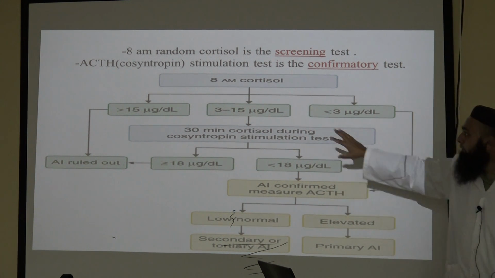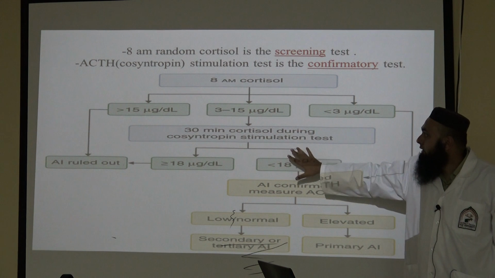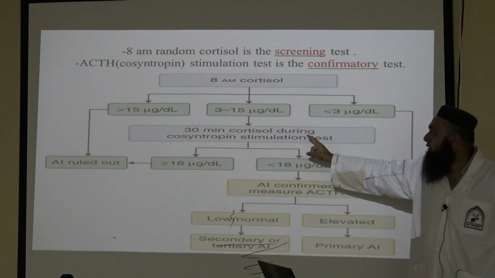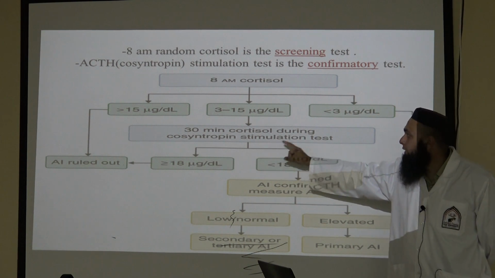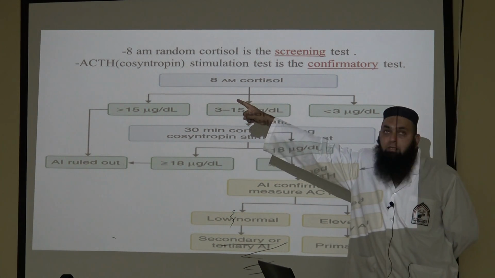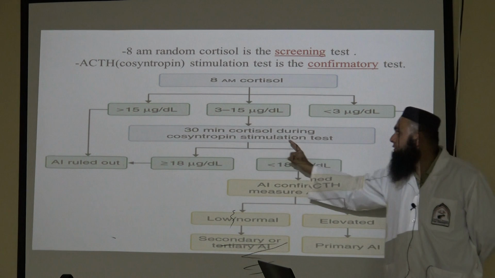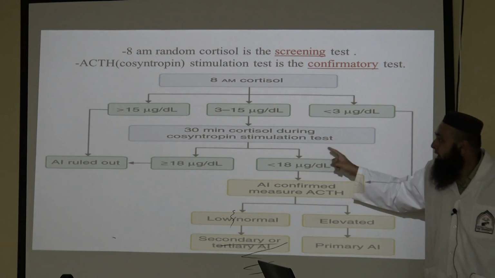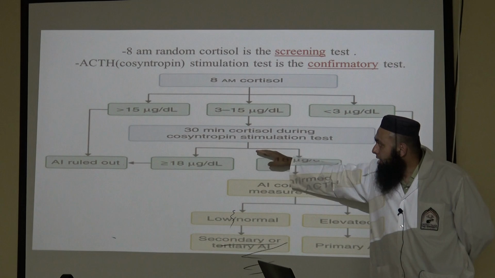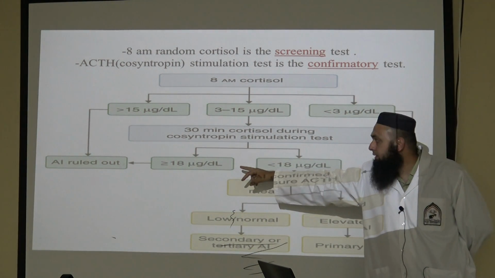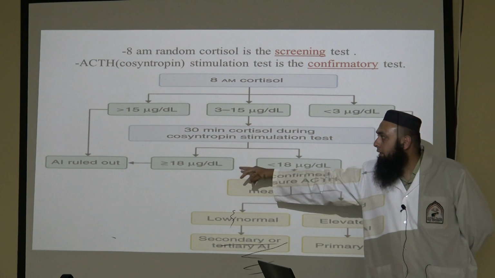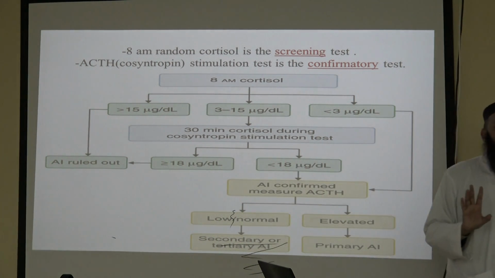If it is in between, then do the 30-minute cortisol during the cosyntropin stimulation test. Cosyntropin is ACTH. So you do the ACTH stimulation test. What happens? After giving the ACTH, the levels become more. So again, this is not adrenal insufficiency.